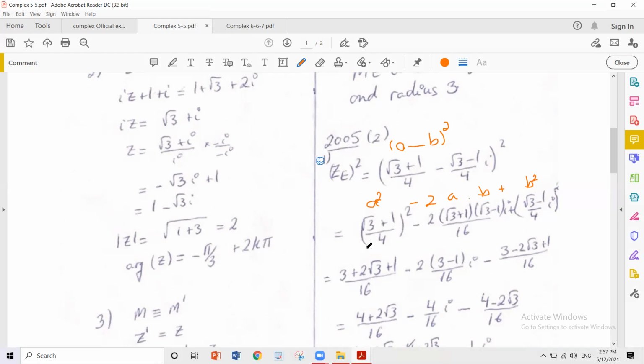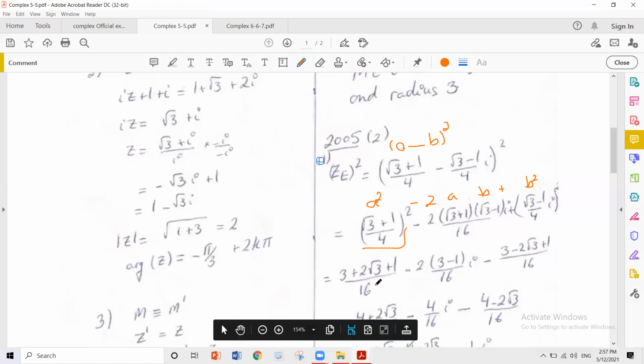Now, to calculate this one, it is of the form (A plus B) squared equals A squared plus 2AB plus B squared. Radical 3 squared is 3, plus 2AB, 2 radical 3, plus 1, over 16, minus (A plus B)(A minus B), which is A squared minus B squared, 3 minus 1, which is 1, over 16 i.